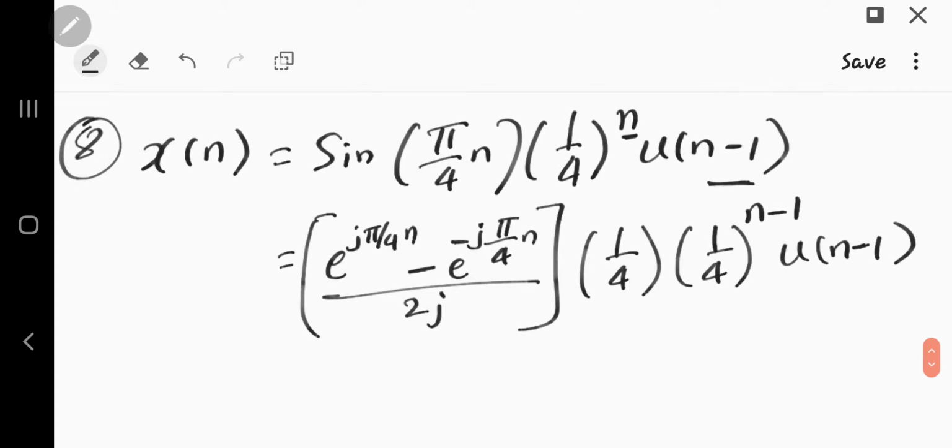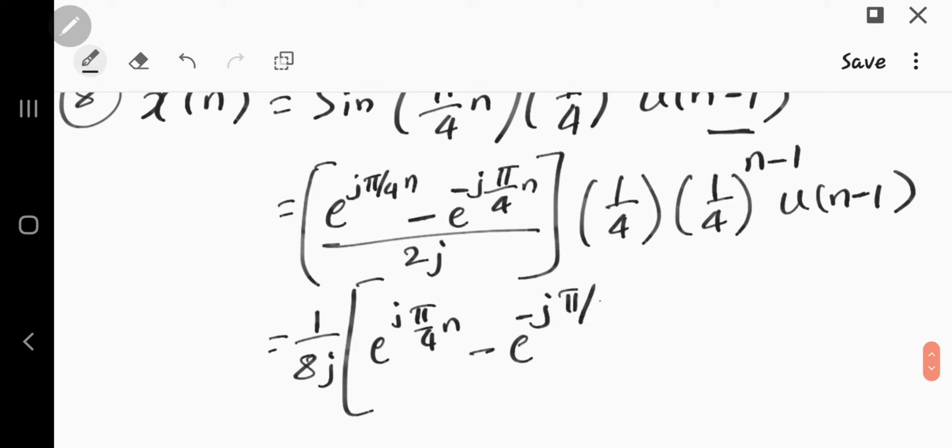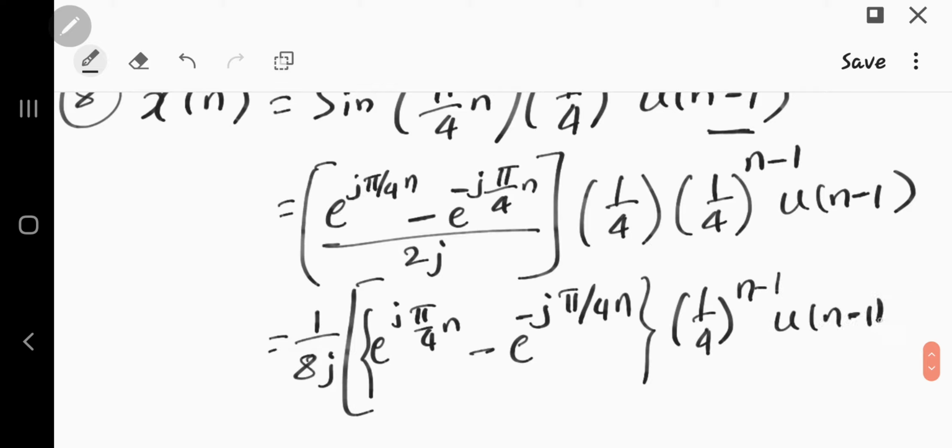After this, let's see what further simplification we can do. We have 1 by 4 and this 2j. I can take this out, that gives 1 by 8j, and this term is e power j pi by 4 n minus e power minus j pi by 4 n into (1 by 4)^(n minus 1) u of n minus 1.